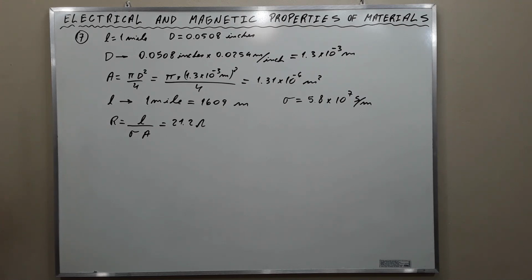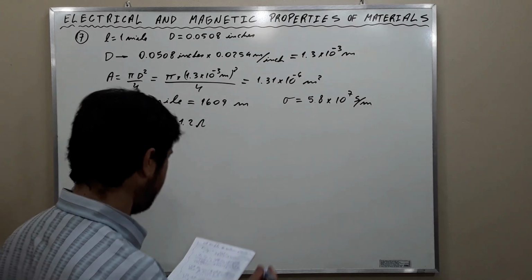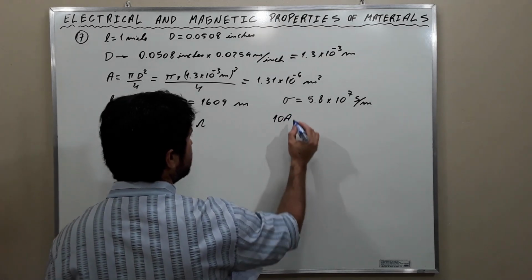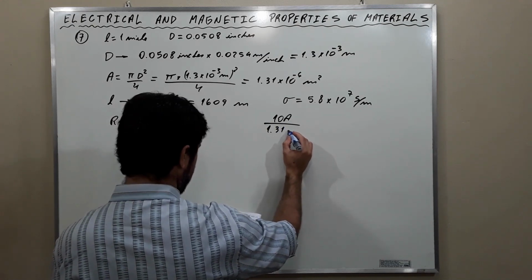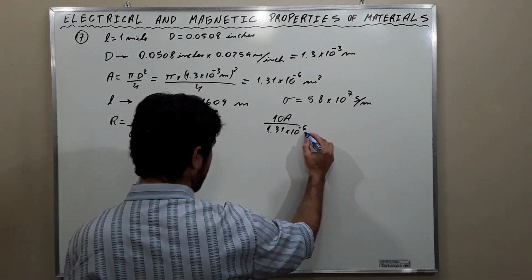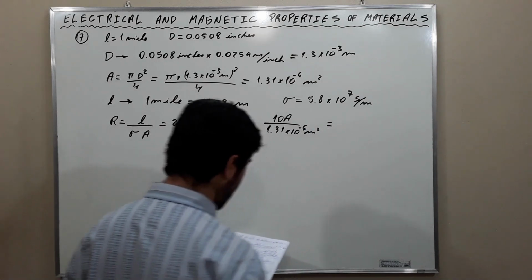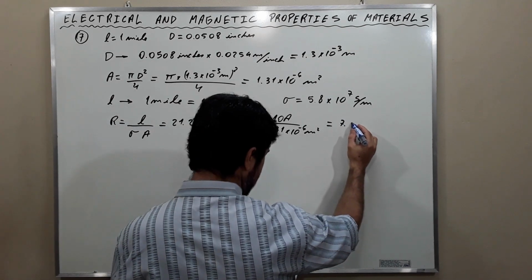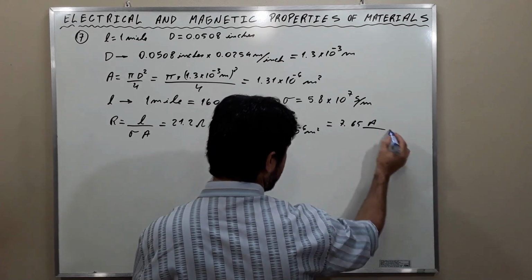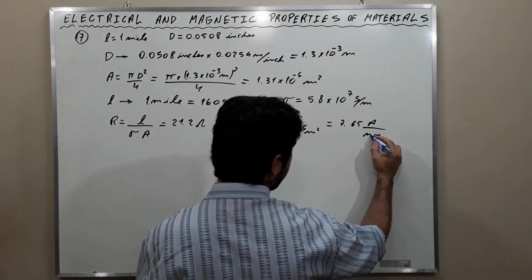This wire can safely carry about 10 amperes DC, corresponding to a current density of, calculating the current density, 10 amps over the cross-sectional area, 1.31 times 10 to the negative 6 square meters. We find a current density of 7.65 amperes per square millimeter.